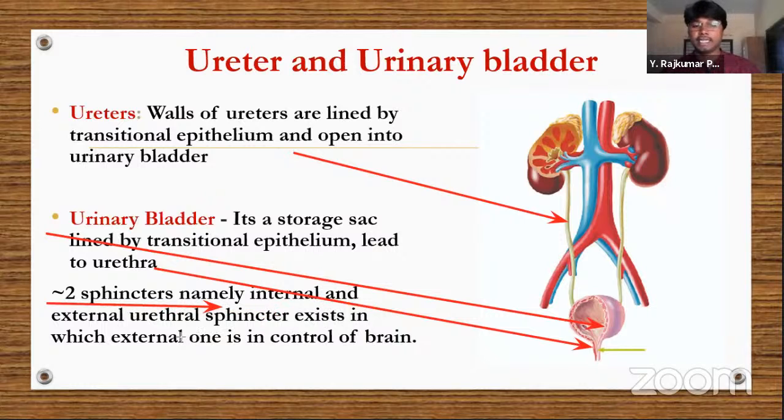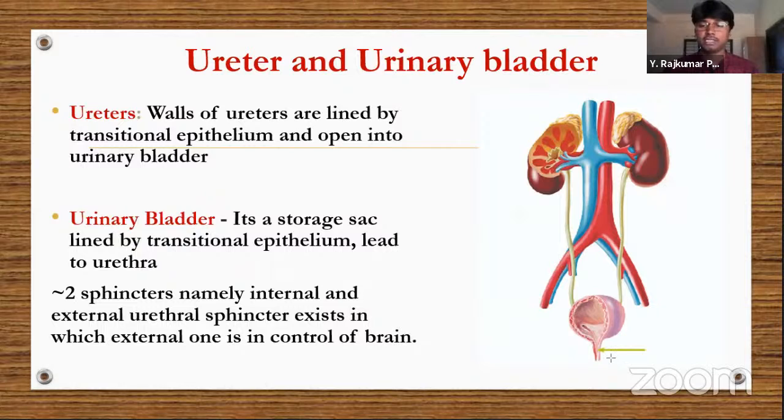Okay, internal sphincter and external sphincter. Internal sphincter is under the control of the brain, and external one is under the control of the brain, and internal one is involuntary. Okay, so whenever we find the sensation of urinating, that's called micturition. At that time, we relax these urethral sphincters and we eliminate the urine outside of the body.